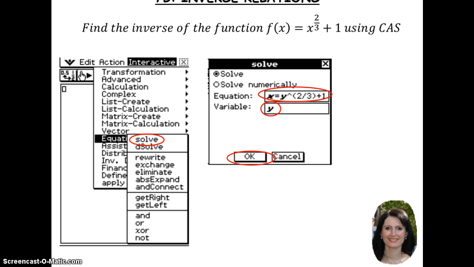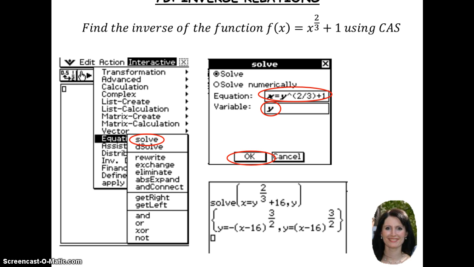Here's y, we click OK, and we end up with y equals negative (x minus 1), it should be, not 16, to the power of 3 halves, comma, y equals (x minus 16) to the power of 3 halves. So it's showing you the two parts of that.